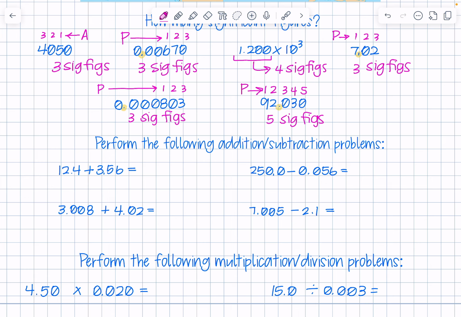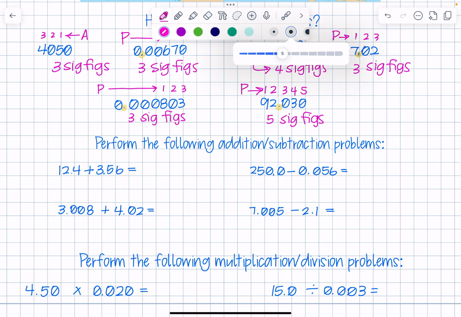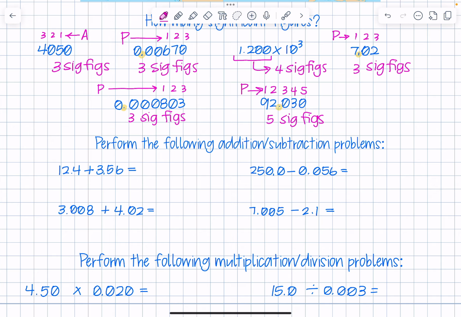Okay, so once I have my significant figures, I'm going to have to be able to do math with those. So here is our first rule. Addition and subtraction problems, we are looking at, and I'm going to make this a little bit bigger here. All right, addition and subtraction problems, we are looking at the least number of decimal places.